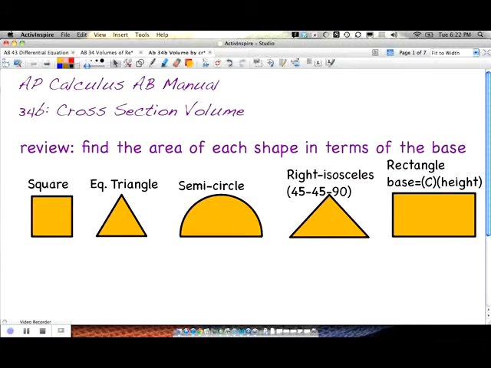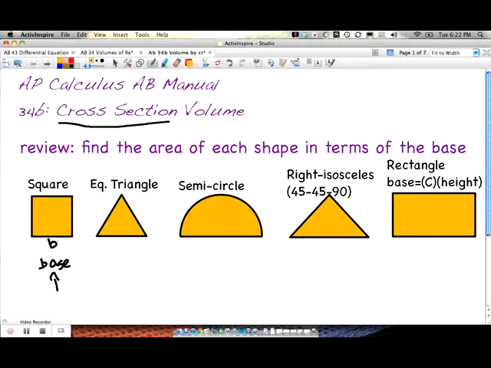Alright, we're going to finish out this section on volume with calculus, looking at things in 3 dimensions, but this time we're going to be doing something called working with cross sections. Just a quick review of some geometry stuff. We want to look at these shapes here out in front of you, but we want to consider how to find the area of each of them when all we're given is the base.